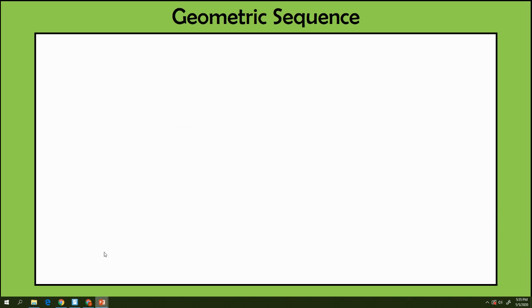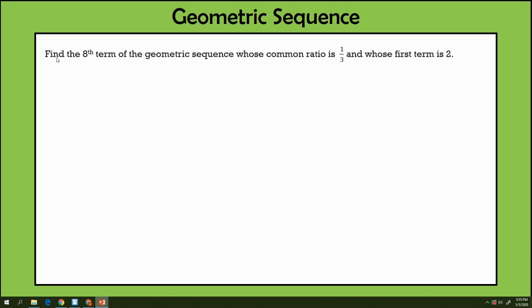Okay. Last example, they're asking us to find the eighth term of the sequence, and now they're telling us what the common ratio is and the first term. So we don't have to deduce that. We just have to write our explicit formula. So a sub 1 is 2. We know that. r is a third.